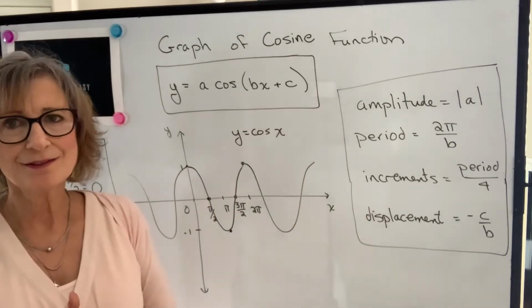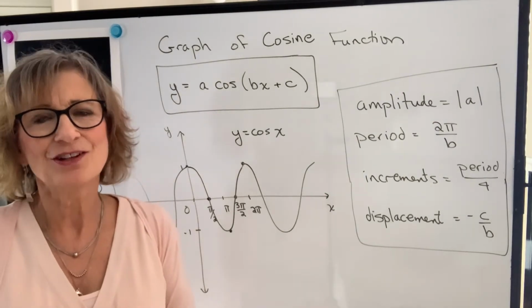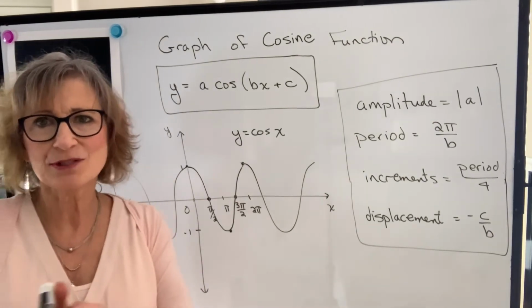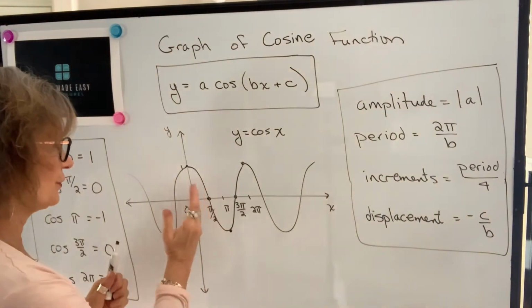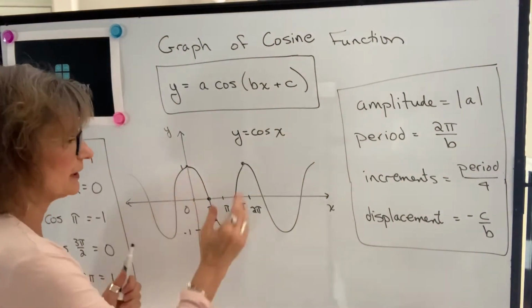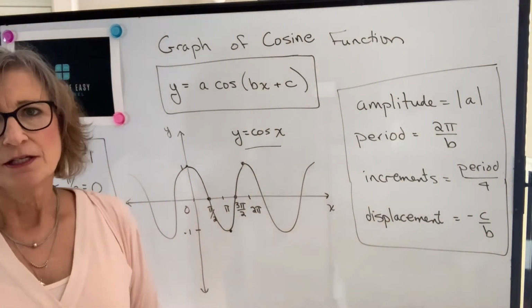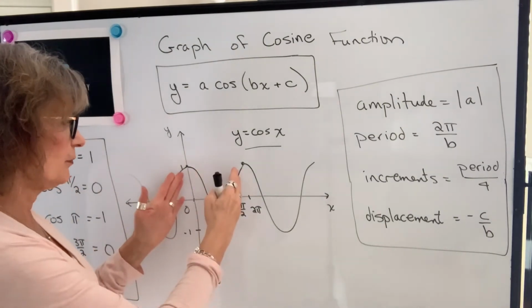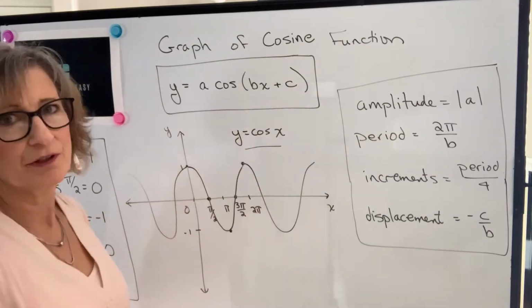So it really is identical to the sine curve, except it shifted over. If we were to move this over, it would look exactly like the sine function. You want to get familiar with this shape for one cycle of your cosine function.